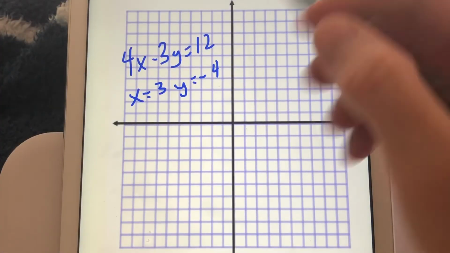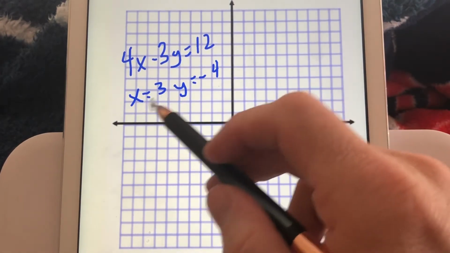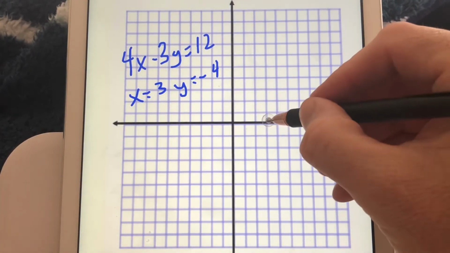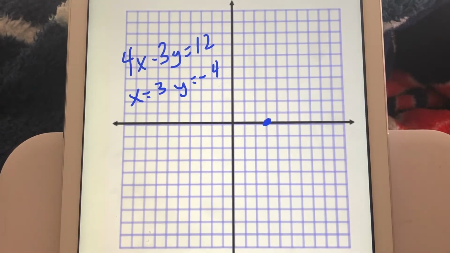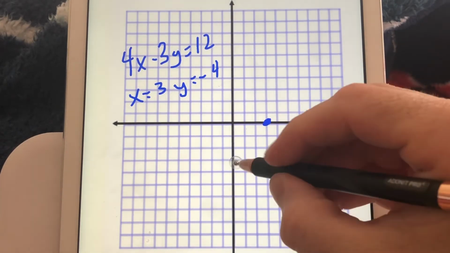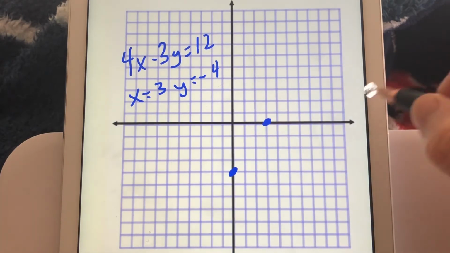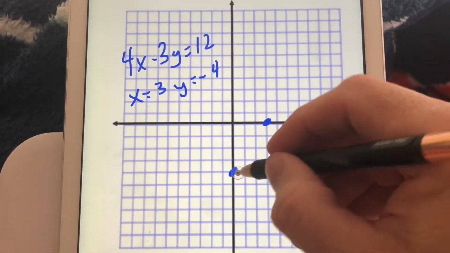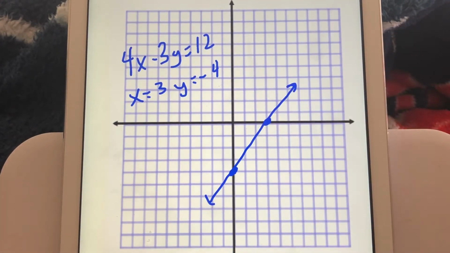Our equation was 4x minus 3y equals 12. We calculated our x-intercept to be positive 3, so we're going to put that point right here on the x-axis, 3 units to the right of the origin. We found our y-intercept to be negative 4, so I'm going to go down 4 units. We only need 2 points to draw a line, so we're just going to draw the line that goes through there. So that's the graph of the equation 4x minus 3y equals 12.